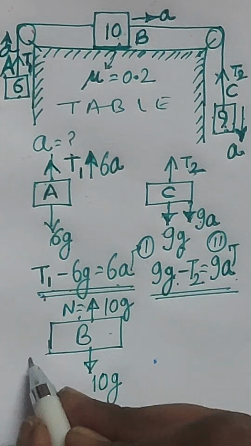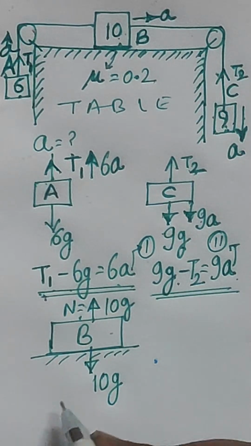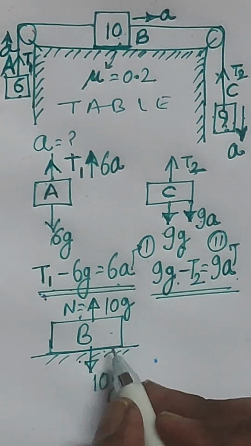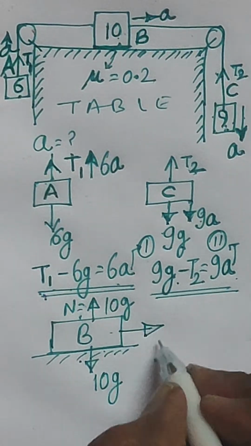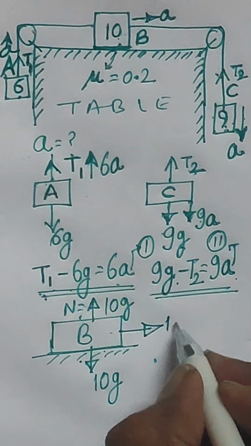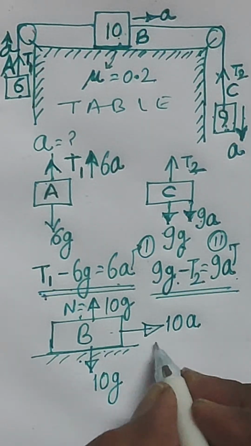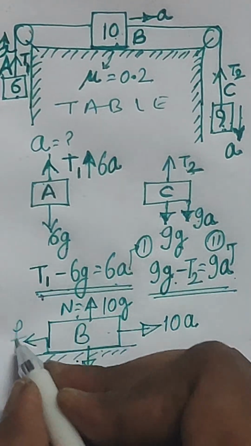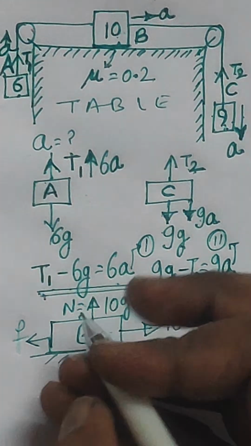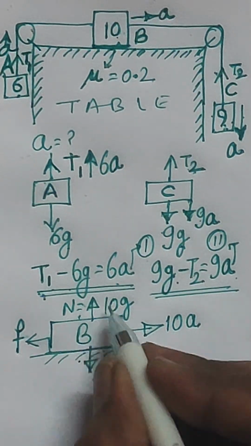And since there is a friction which is applied by the table over here, right? So that friction will be, and the block is moving in the right direction with mass times acceleration, so we can say 10a. So friction will be acting opposite to it, in the reverse direction, F, right? So this F, the friction, is equal to mu times N.